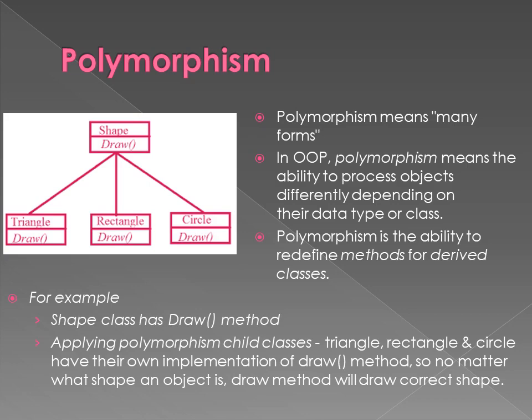So when the draw method of the rectangle class is called, it will draw a rectangle. And when the draw method of the circle class is called, it will draw a circle. Thus, no matter what shape an object is, the draw method will draw the correct shape. This is what is known as polymorphism. We will be covering polymorphism in detail in coming videos as a separate topic.